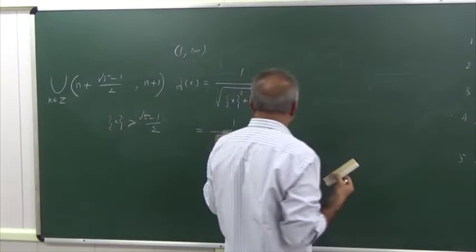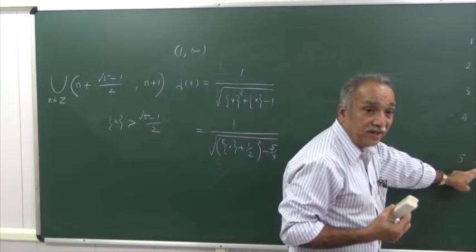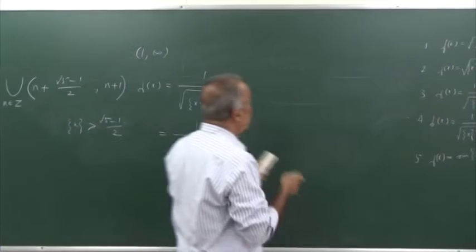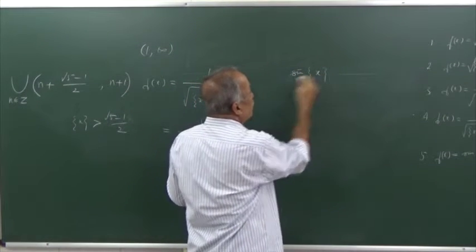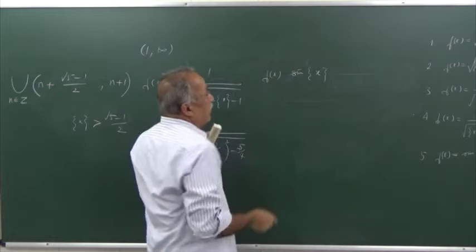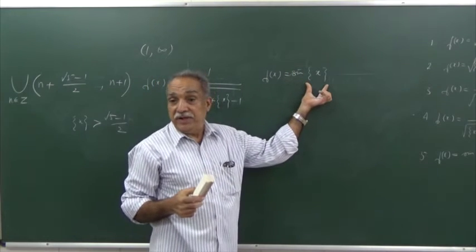Which example have we covered now? This one. This is over now. Only one example remaining: the trigonometric sine ratio of the fractional part of x. Is it everywhere defined?